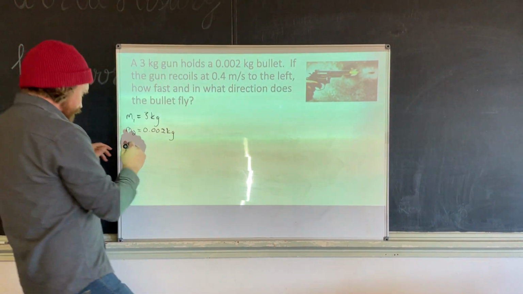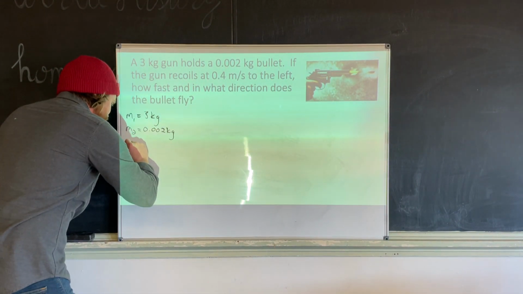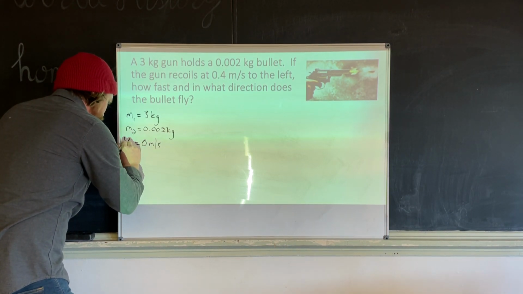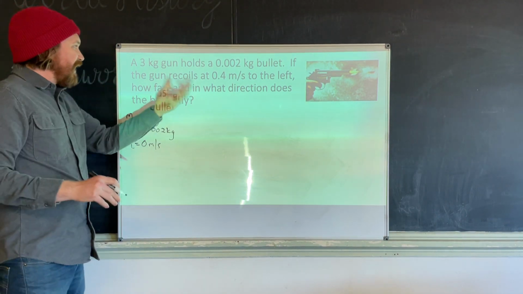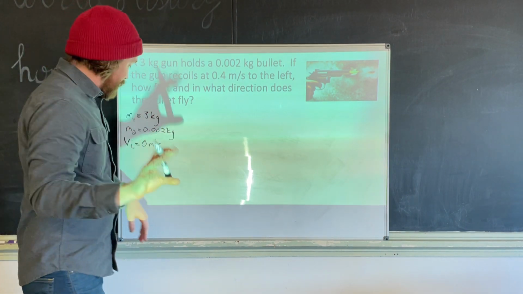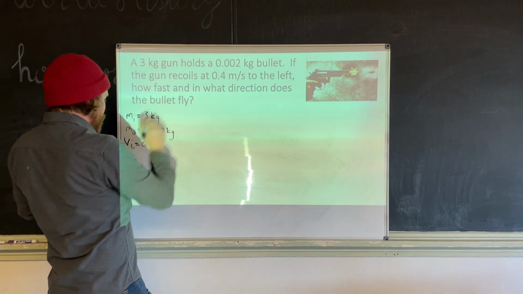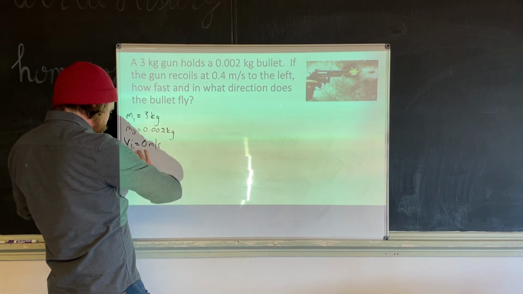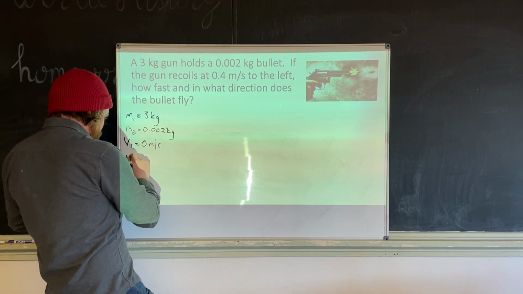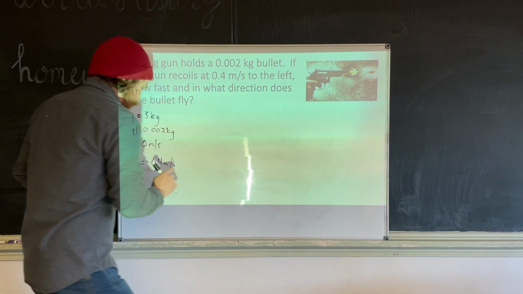I like that personally. So we know the gun starts off stationary, which means its initial velocity is 0. Isn't that nice? The gun's not moving. I didn't write that here because this is already really long and I need a lot of space, but the gun is stationary. I know that the final velocity of the gun, V1F, is equal to negative 0.4 meters per second.